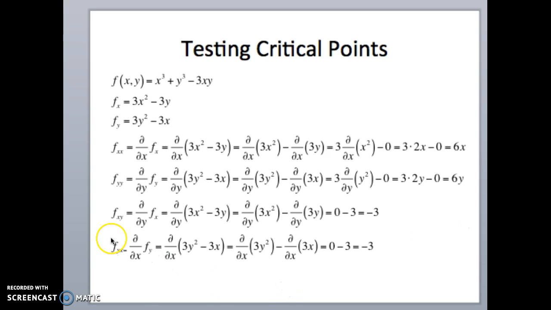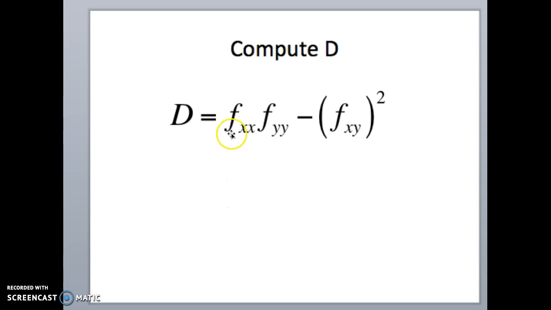So what we have here is f sub xy and f sub yx are both negative 3. Once we have all of the second order partials, we can compute D. D will determine whether what we have is a minimum or a maximum or neither. So what is D? D is fxx times fyy minus fxy squared. Or if you'd like, you could say fxy times fyx, but since fyx and fxy are the same, we can just write them as a square.